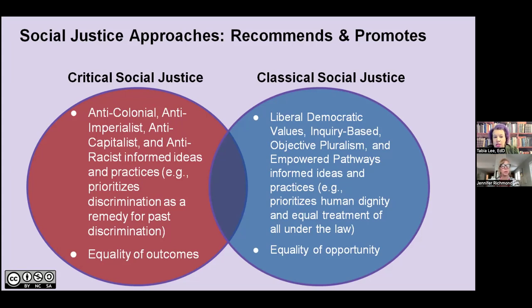In critical social justice classrooms, you'll hear terms like anti-colonial, anti-imperialist, anti-capitalist, anti-racist, all of those anti forms of thinking and learning. And these practices prioritize present discrimination as a remedy for past discrimination. And what really is being sought under a critical social justice framework or ideology is the equality of outcomes in all of society.